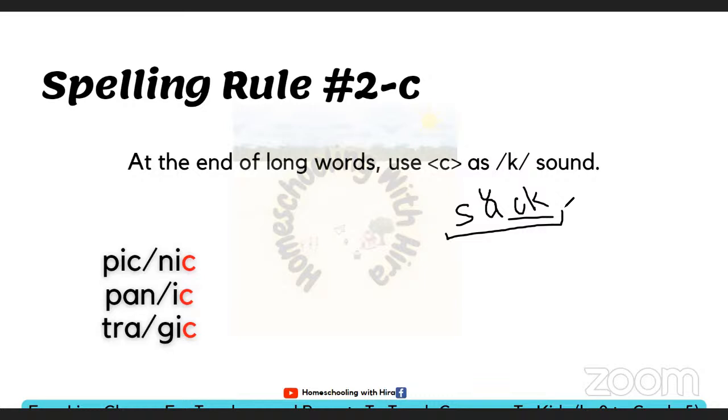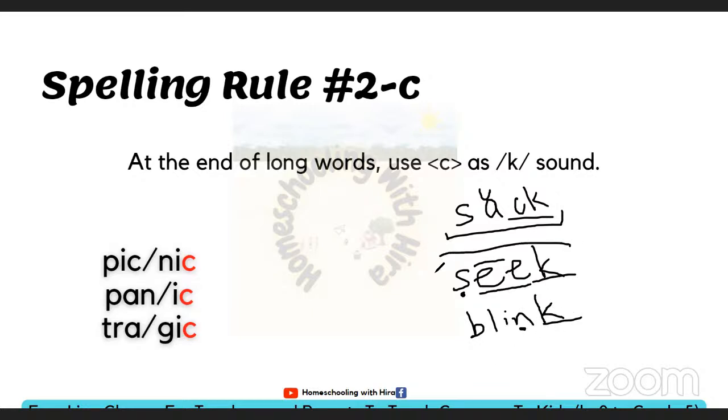Okay? CK rule, second part. If you have a long vowel and then you have a k sound after it, you will write letter K. E is a long vowel, letter K. If you have a consonant and then the k sound, blink, you will write letter K. K will come after long vowels as well as after consonants. But they all are short words, monosyllabic words.